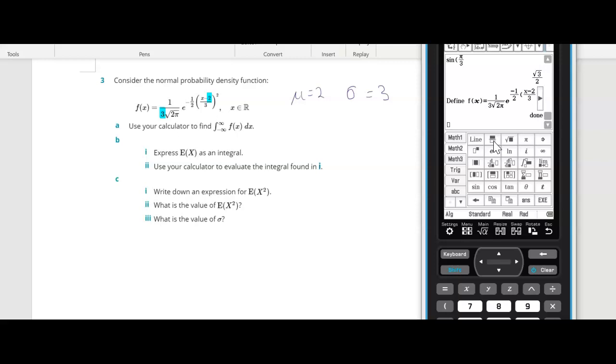All right, so I've defined it. Now what it's asking me is basically to prove that it's 1. So let's just prove that it's 1. I'm going from negative infinity to infinity. And just so I don't have to type it again, I can just do f of x. I don't think it matters if I type it in, but let's just do this.